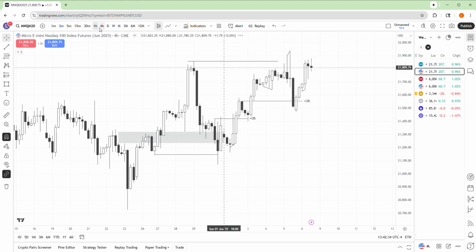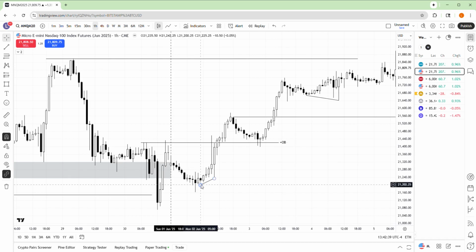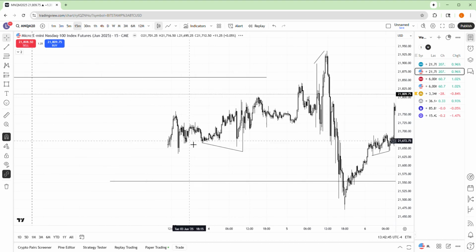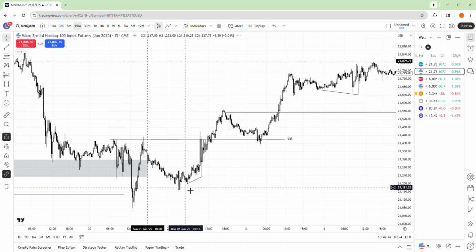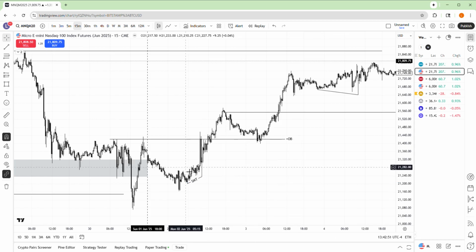So let's dive into the hourly. So Monday we saw SMT at these lows here. This low stays respected. This is an intermediate term low on the 15-minute. Stays respected. SMT here causes the expansion higher.